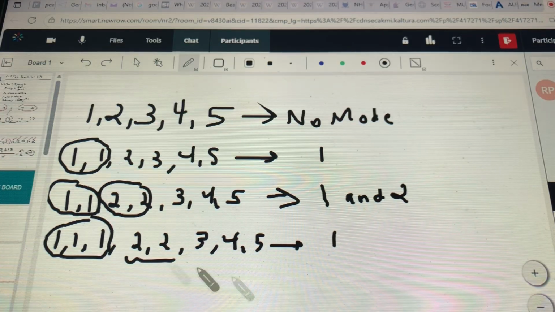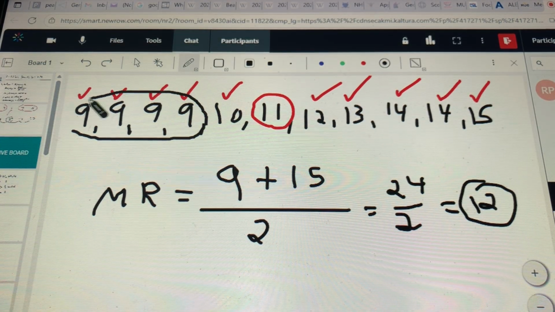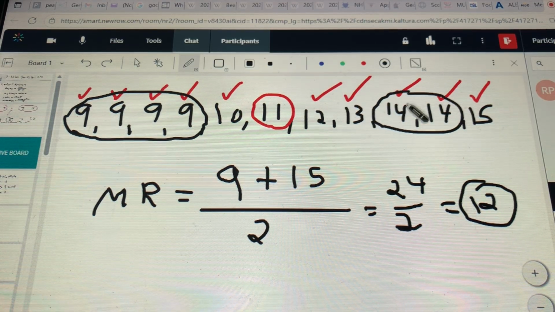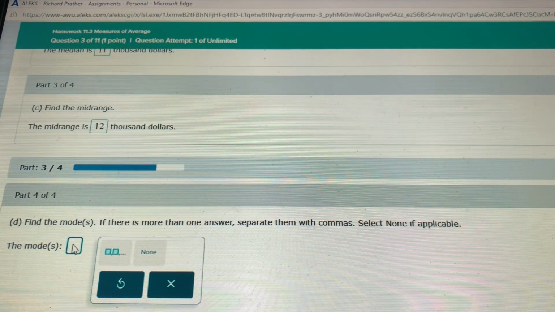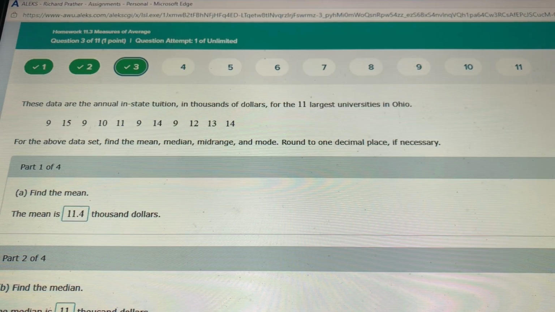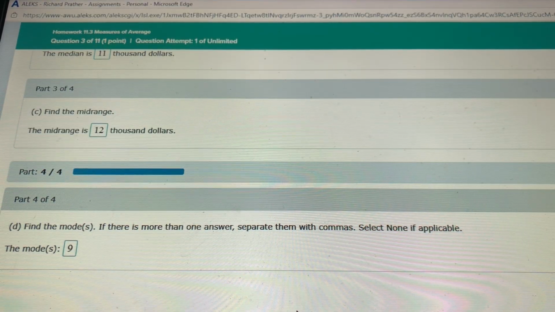Whoops, okay, let's go back to our data. See, there were 4 9s and there were 2 14s, so it's not both of those. It could have been both, but it's not. It's only 9. If I get rid of 2 of the 9s or add 2 more 14s, then it could have been a tie, but it's not a tie in this case.